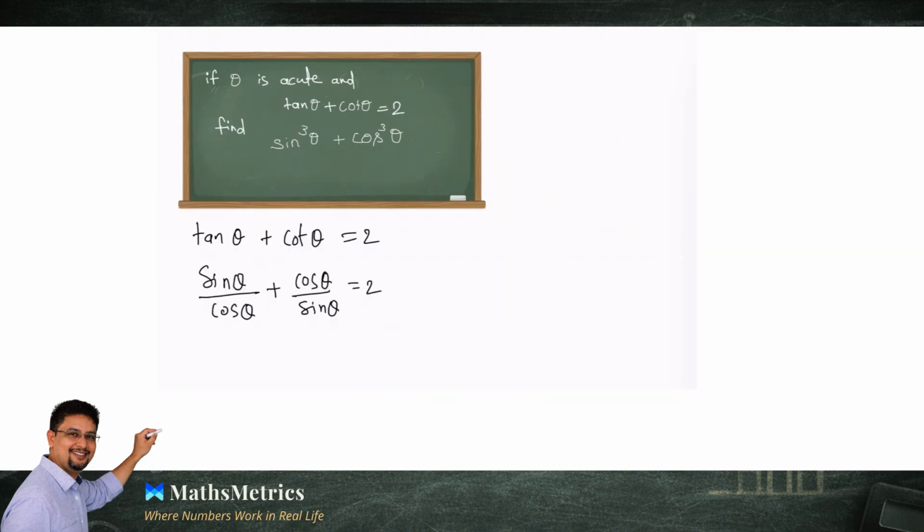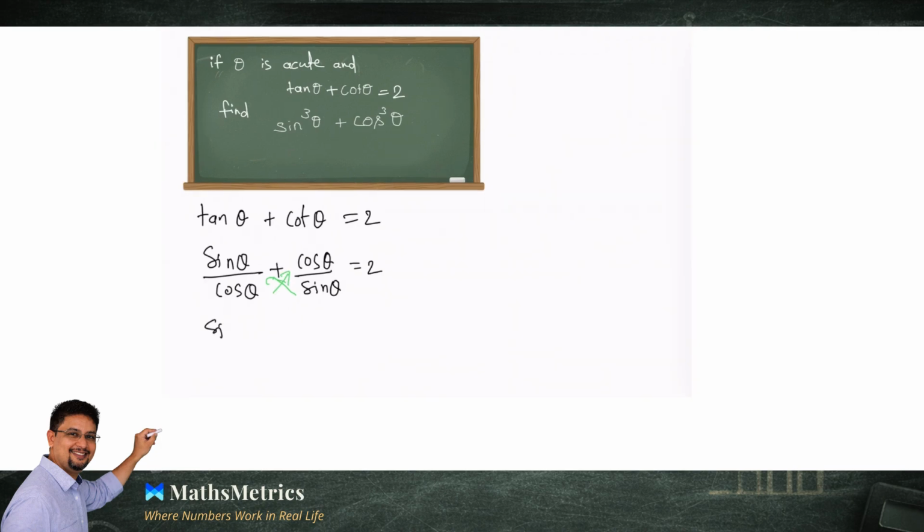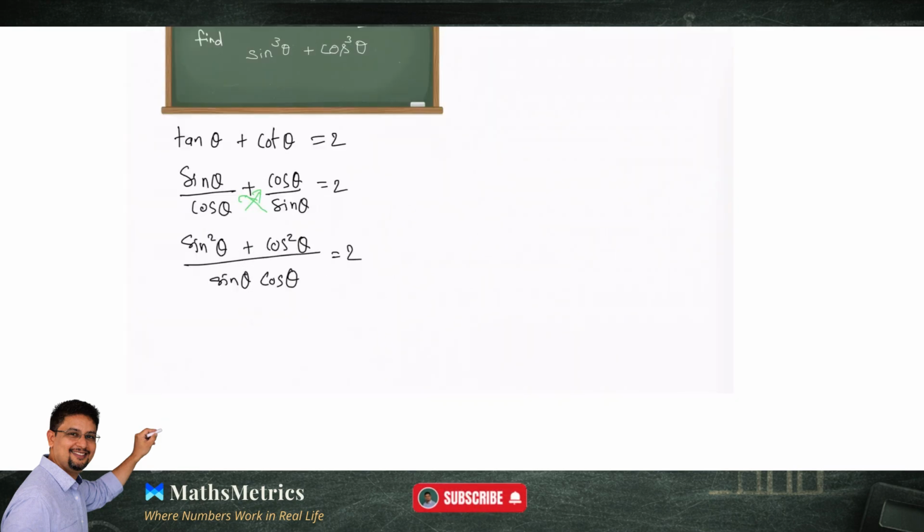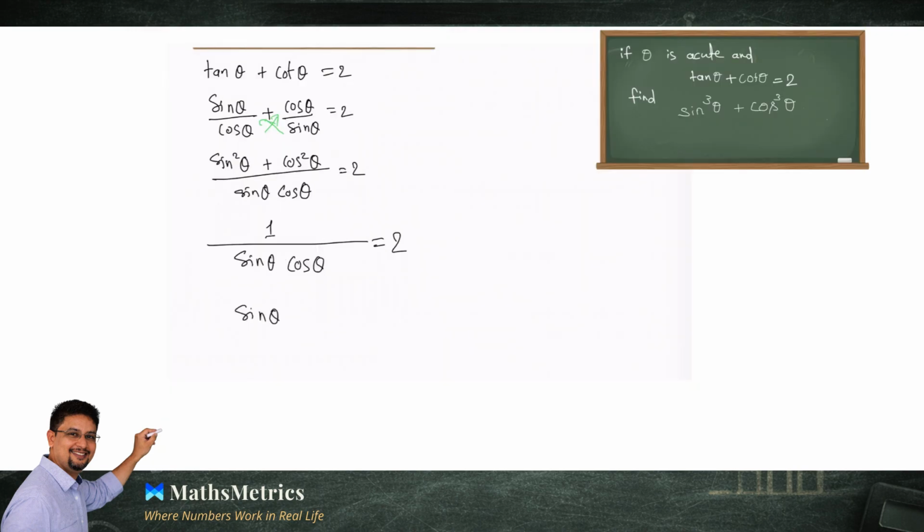By cross multiplying, we get sin square theta plus cos square theta divided by sin theta cos theta equal to 2. We also know that sin square theta plus cos square theta equal to 1. So we get 1 by sin theta cos theta equal to 2. Sin theta cos theta equal to 1 by 2. Let us call this as equation number 1.